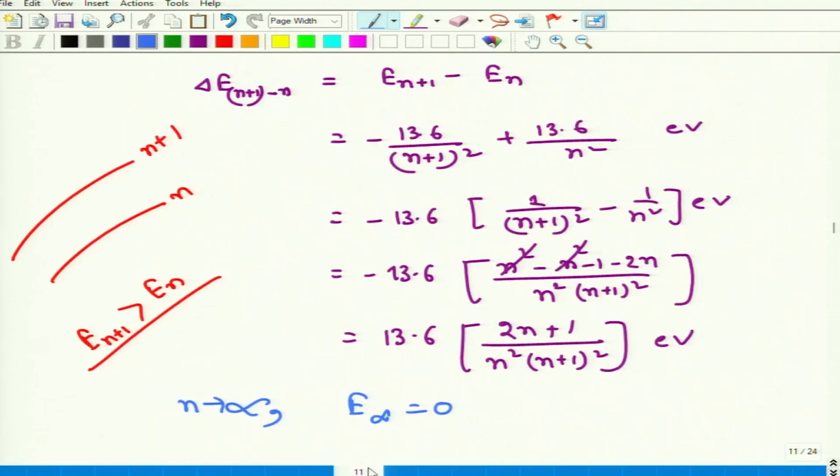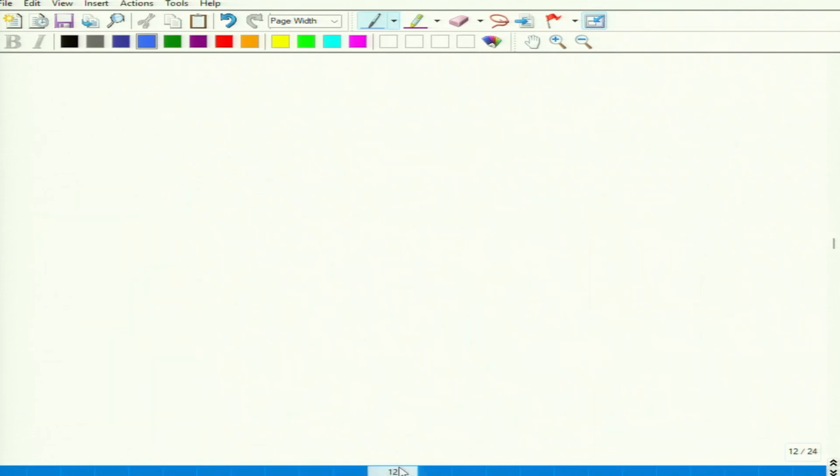Energy 0 means in that orbit, if n tends to infinity, then Rn is also infinity, because Rn is a naught n square. So the infinite orbit will have 0 energy, and the radius is also infinite. This essentially means that the electron is in that case a free electron, already free from the field of the nucleus, that is, out of the atom.